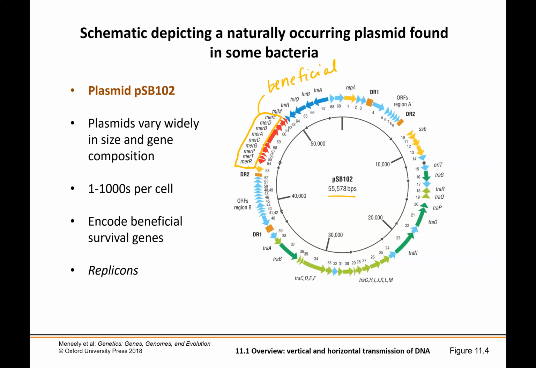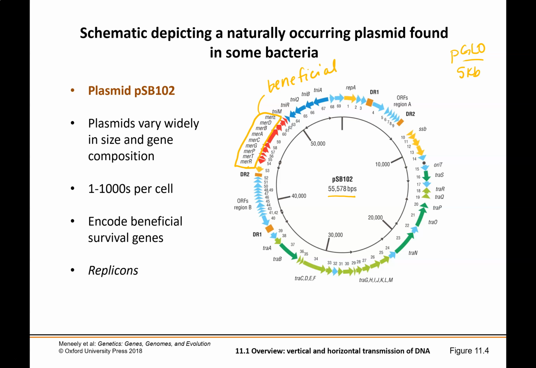So plasmids vary widely in size. The pGLO plasmid that we saw in lab is only about 5,000 base pairs, so it's one of the smaller ones. The gene composition can vary as well. Plasmids can be maintained, I believe I said earlier, in small numbers or high numbers, depending on what they encode and how beneficial they are to the organism.